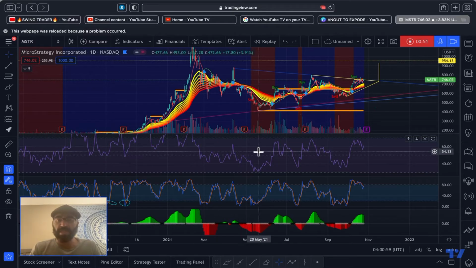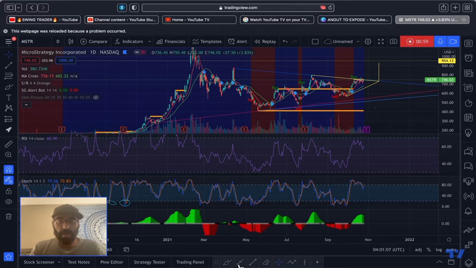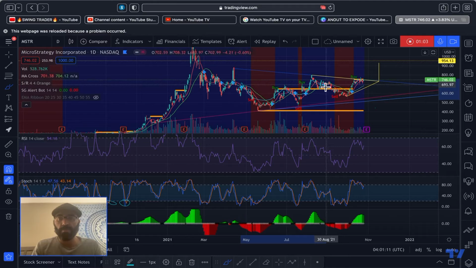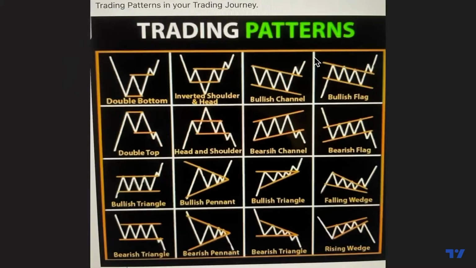As you can see, there's a huge W formation happening. Actually, let me take the MA ribbon off so you can see what I'm talking about. It's basically right here. Boom, boom, and if you go all the way, that's a W formation. This is the W formation that I'm talking about, so this is a bullish channel for it to go up.